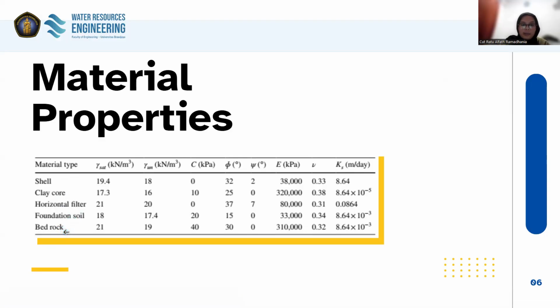For the parameters, the first ones are gamma saturated and gamma unsaturated. These are the material cohesion, which measures the internal strength, and this shows the angle of internal friction of the material, and this represents the dilatancy angle, or the internal deformation angle of the material. This is the Young's modulus, the elastic modulus, and this is the Poisson ratio, and the last one is the permeability, or hydraulic conductivity.